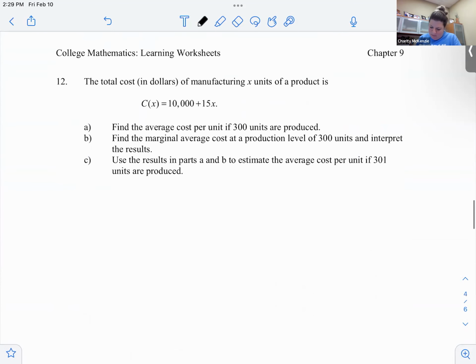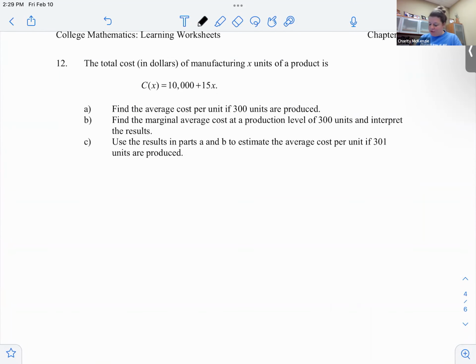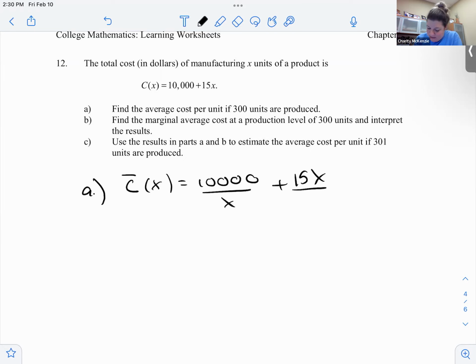Okay, so problem 12. Total cost in dollars of manufacturing. So this is a cost problem. Find the average cost per unit if 300 units are produced. Okay, so A says, find the average cost. Any derivative needed? Any actual calculus needed? Nope. Average cost, we don't need anything to do with calculus because there's no marginal word in there. So average cost is just taking the cost and dividing each term by x, which happens to be 300 on this.